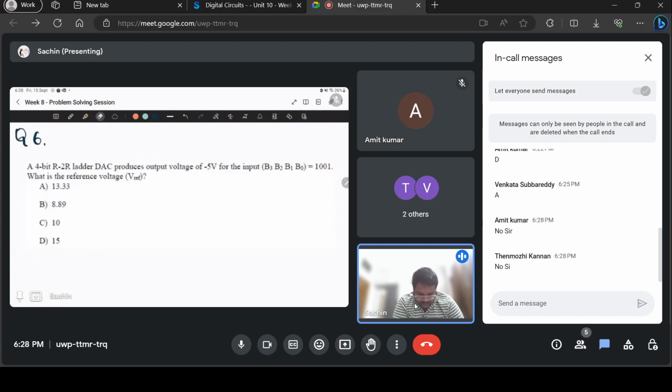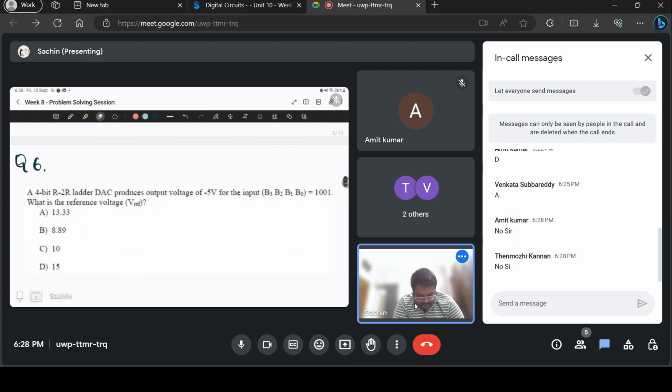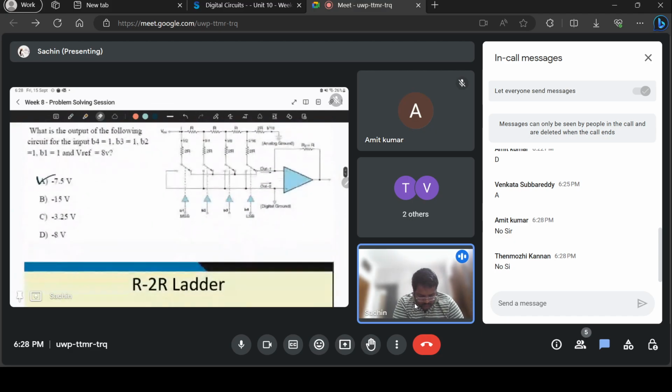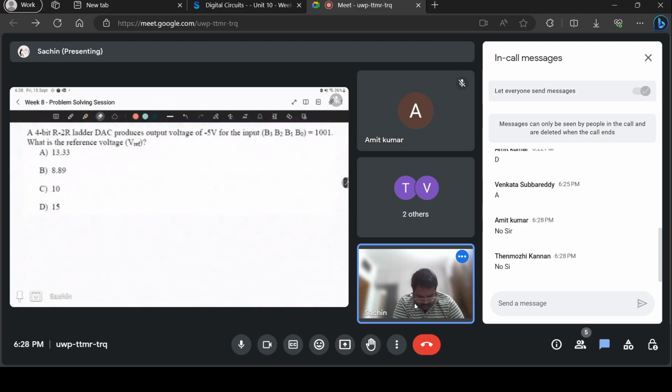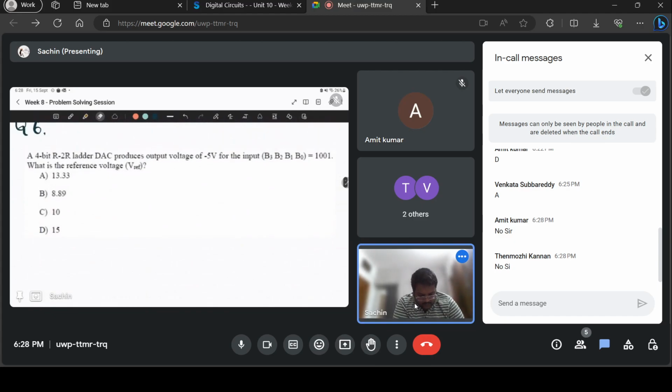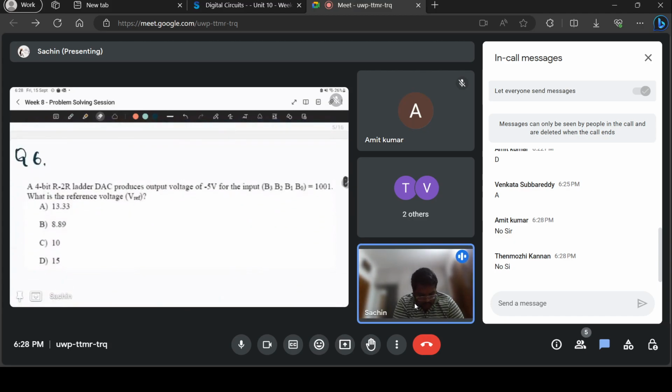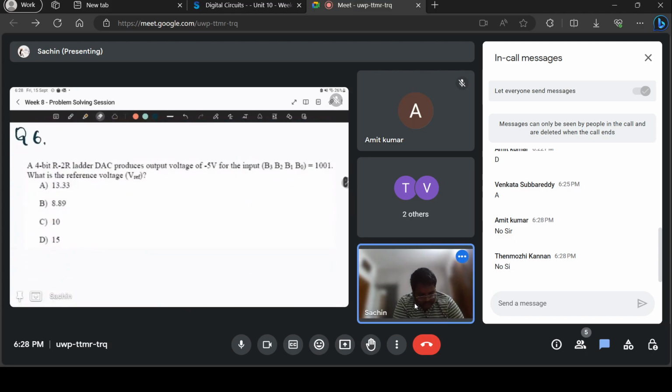Next question is similar, except that here, this is also a 4-bit only. Here they have asked a 4-bit R2R ladder DAC, but instead of asking for the output voltage, they're asking you what should be the reference voltage, given that the output voltage is 5 and the inputs are 1001.